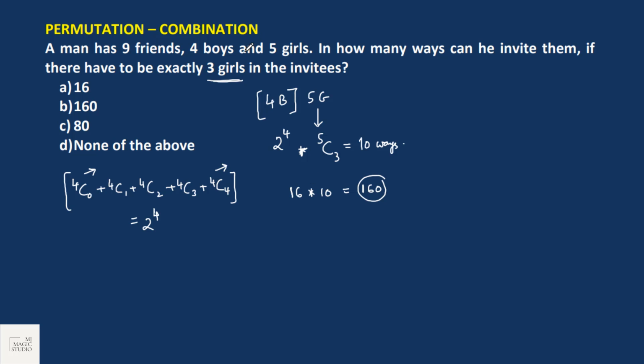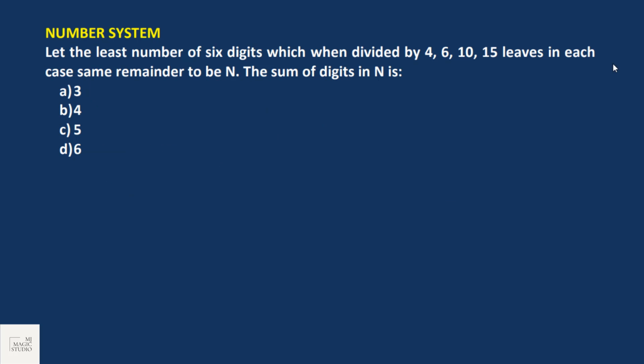Two concepts combined together. Option B is the pick. Next one from number system, give it a try. You know the drill. Set a timer for yourself and try to work it out in a minute.